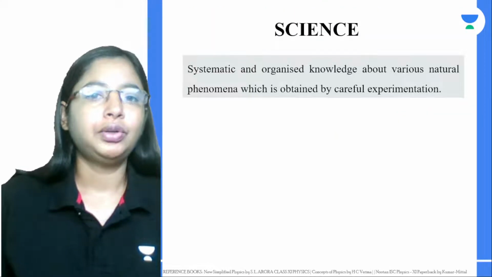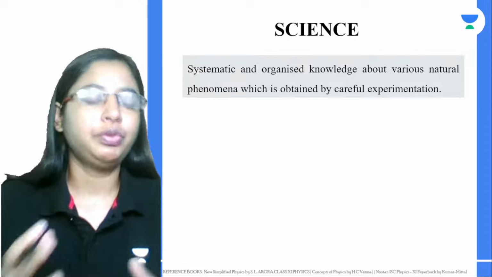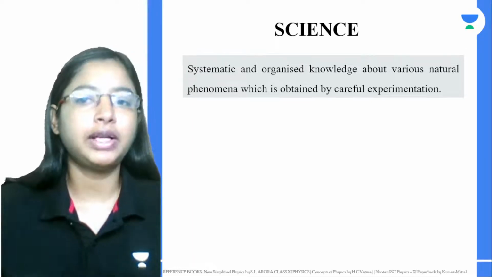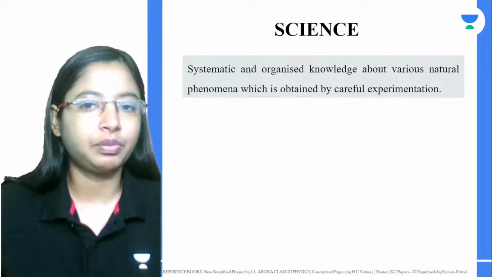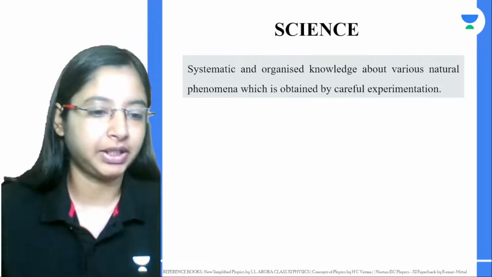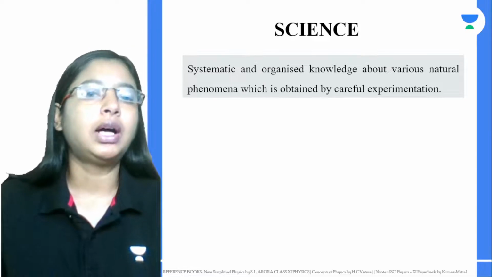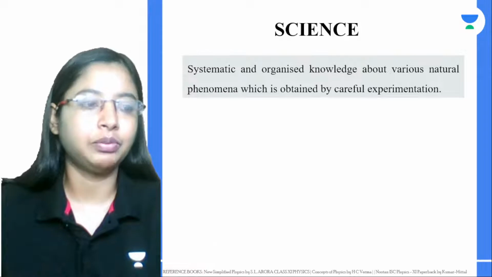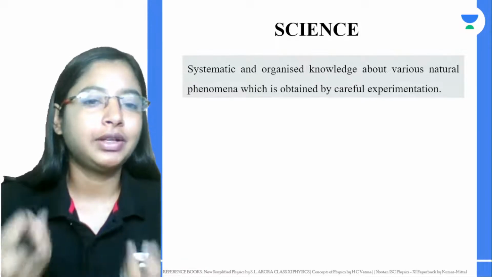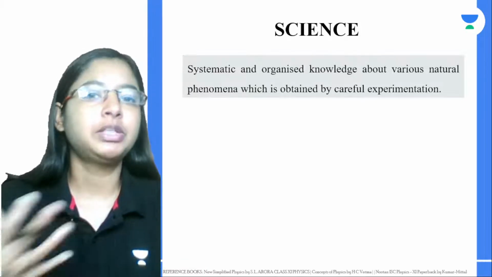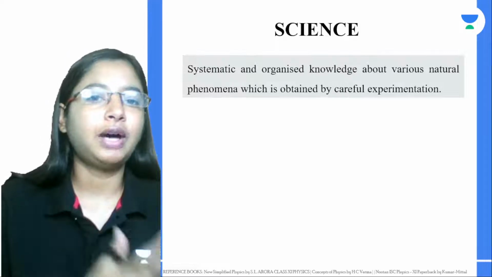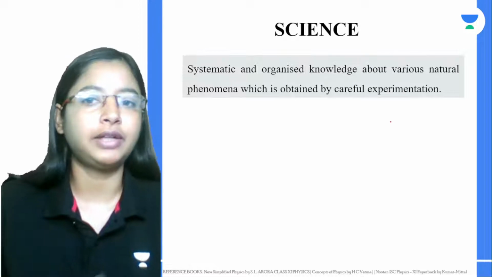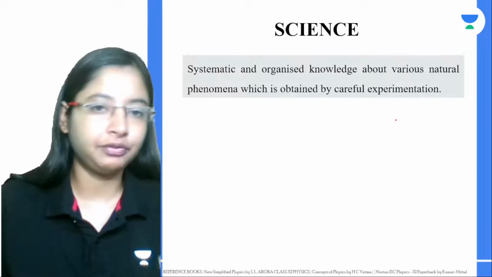So before we go ahead, what do you mean by science? Science is nothing but a systematic and organized knowledge about various natural phenomena which is obtained by careful experimentation. In case you want to know the cause behind the rainbow, the phenomenon would have been studied, some experiment would have been done on it, and after systematically collecting more data, finally we would have come to an understanding of what was happening, what is the reason for the rainbow to occur.